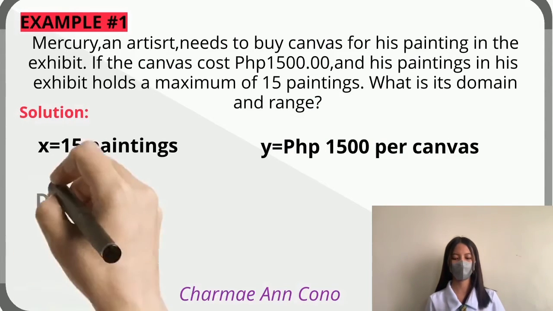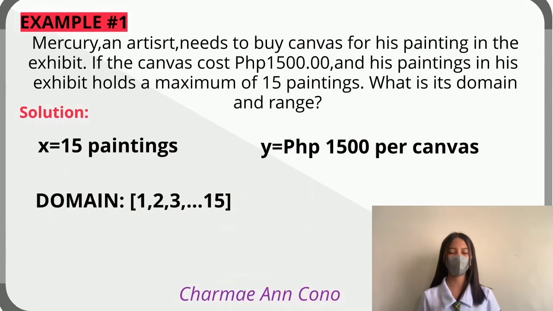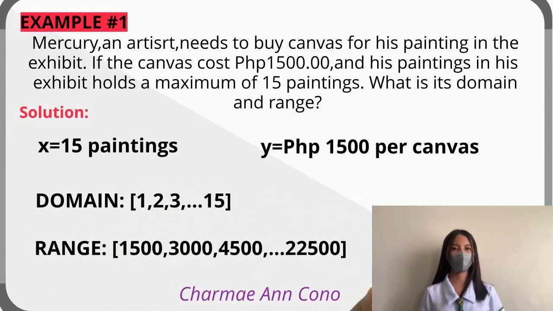So, our domain can be written as open bracket 1, 2, 3, and so on. Since the range is represented by the cost of each canvas, our set of range will look like this. Open bracket 1,500, 3,000, 4,500, and so on. We get this because we multiply the cost of each canvas by 1, 2, 3, and so on.